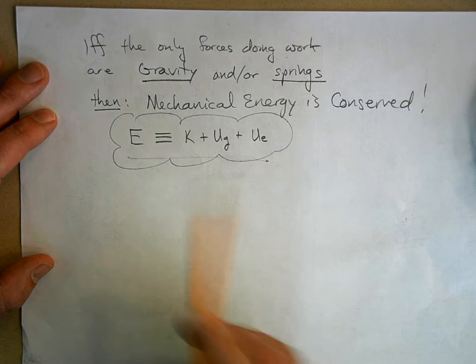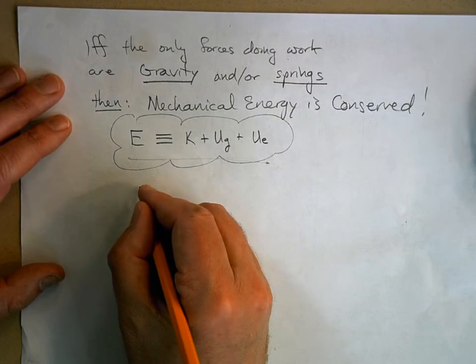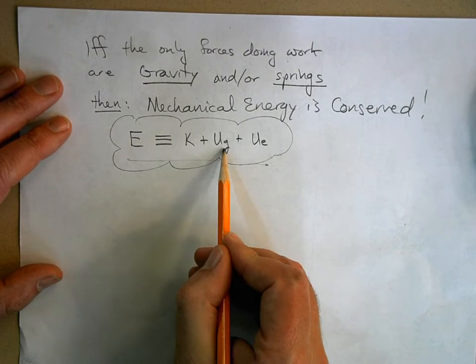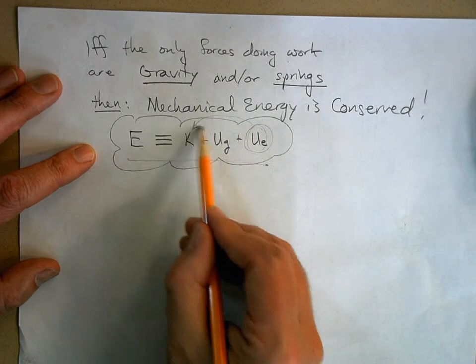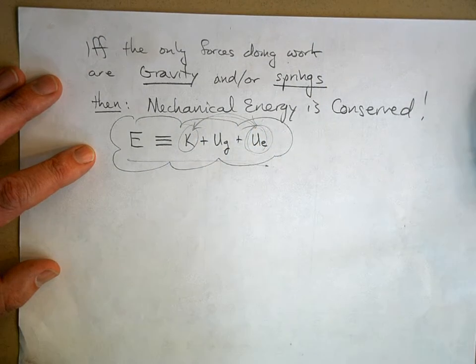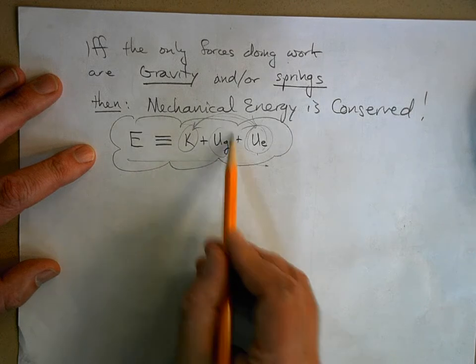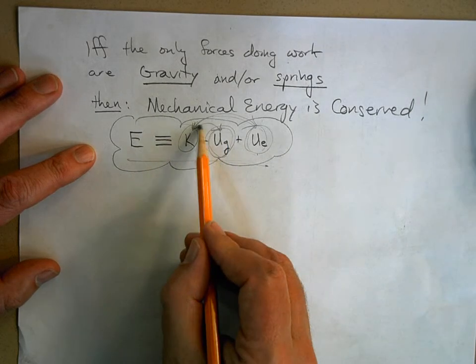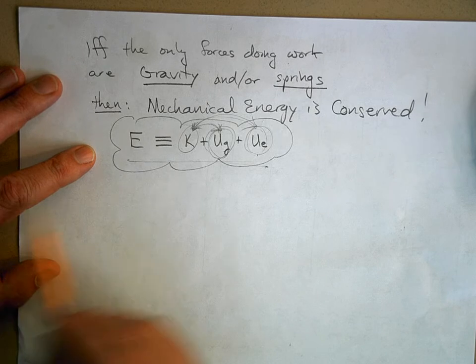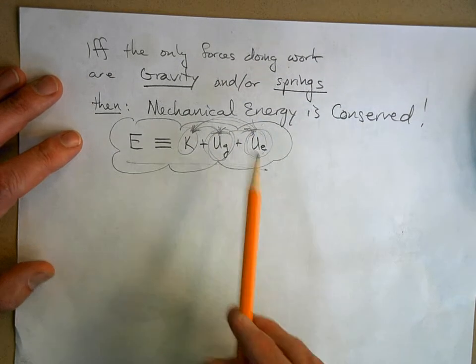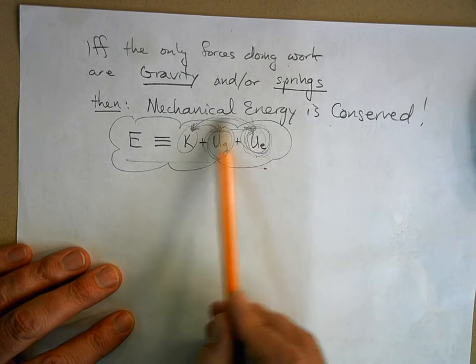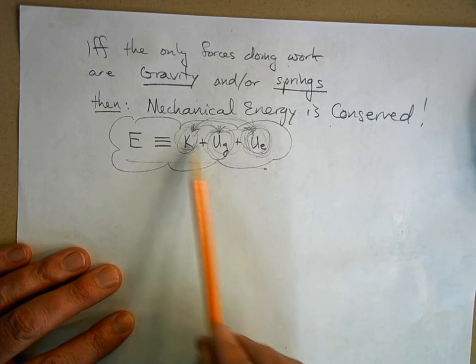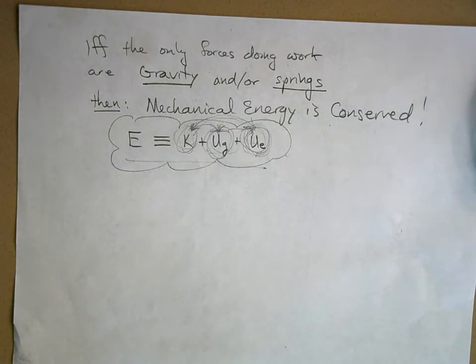Now, you look at a system and you say, okay, if a spring is doing work, chances are you're transferring energy back and forth between kinetic energy and elastic potential energy. If gravity is doing work, chances are you're exchanging energy like this. So if the only forces doing work are springs and gravity, all you're doing is taking this energy and changing it into this or this into this. But when you add them all up, what do you get? You get what you started with.